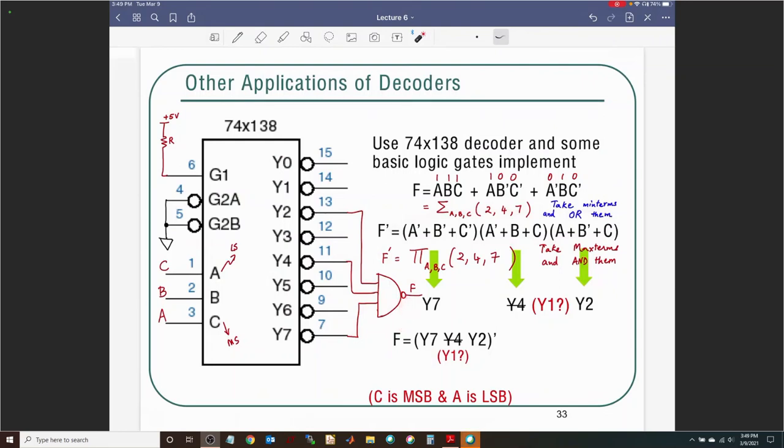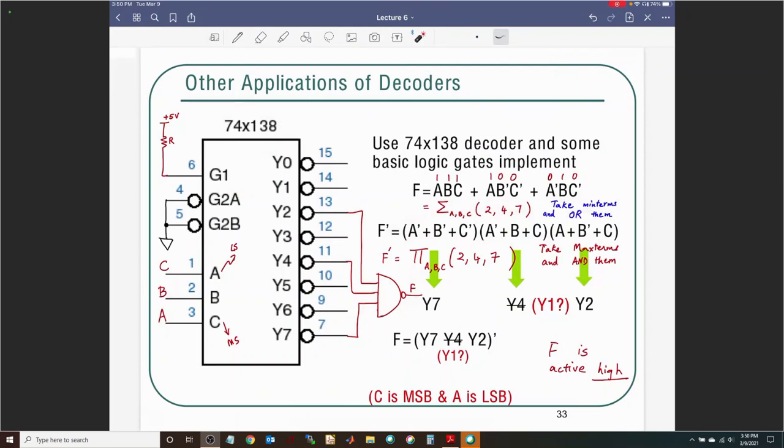Now, let us ask a very important question. Is the output F active high or active low? Active high, yes, absolutely right. In other words, if you made a truth table for this particular 74X138 chip with A, B, C as your inputs and F as your output, F would be 1 when ABC is 010, 100, and 111. You would get a 1 in the truth table, indicating that F is an active high output.